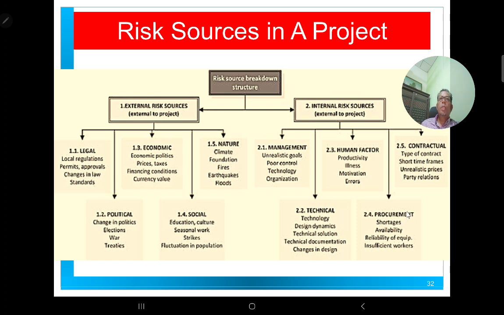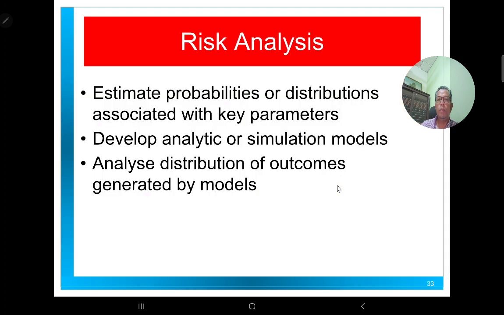During project implementation, you will require some procurement, getting the materials, getting the machines. So you might experience some delay, and the reliability of the equipment, it breaks down regularly. So these are some of the internal risk sources, and also the contract, which can change due to the uncertainties between the customers and the stakeholders.